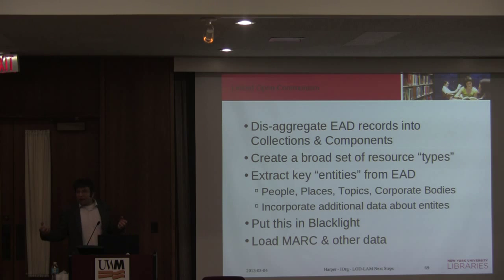I want to disaggregate that. I want to start not thinking about these monolithic giant finding aids, but break it up into collections and then components, series, sub-series, folders. Treat those all like resources. Creating a broad set of resource types, right, classes. Model this stuff. Pull key entities out. People, places, topics, corporate bodies.